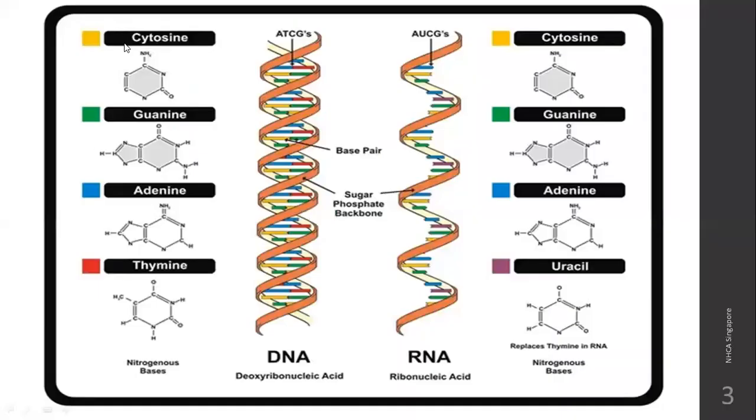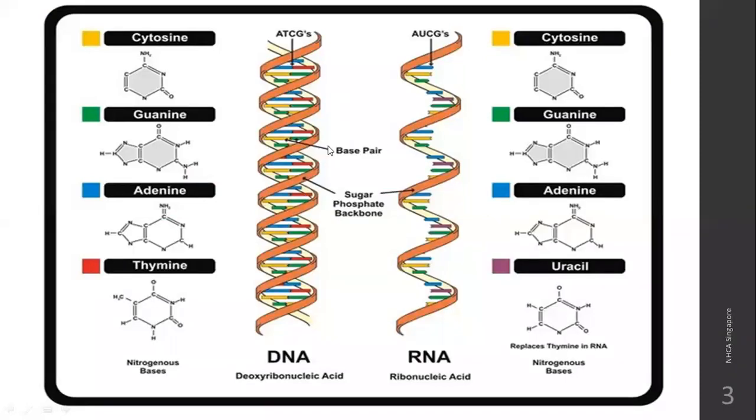So cytosine, guanine, adenine, thymine, these are the nitrogenous bases. Why nitrogenous bases? You require protein for this. Protein provides nitrogen for your DNA repair, etc. So they are the nitrogenous bases. They come in different sequences and form different kinds of genes.